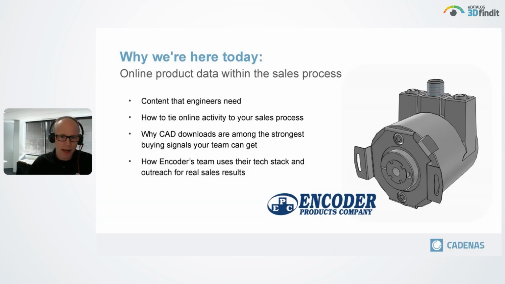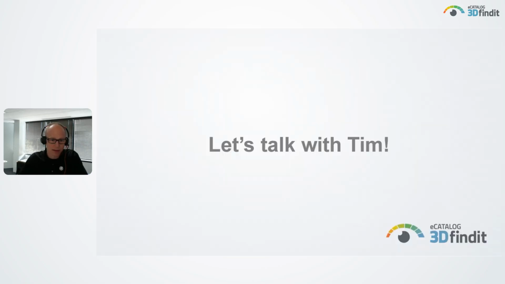So why are we here today? We're talking about online product data within the sales process. This is content that engineers need. How to tie online activities to your sales process, why CAD downloads are among the strongest buying signals your team can get, and how Encoder's team uses their tech stack and their outreach mix for real sales results. And that's really where the secret sauce is here: Encoder's follow-up and tracking. So with that, let's talk to Tim.